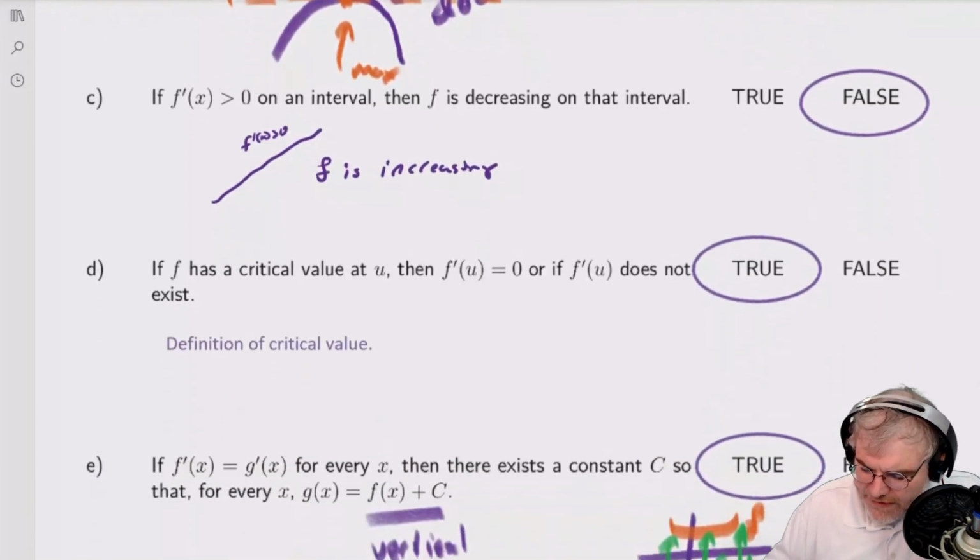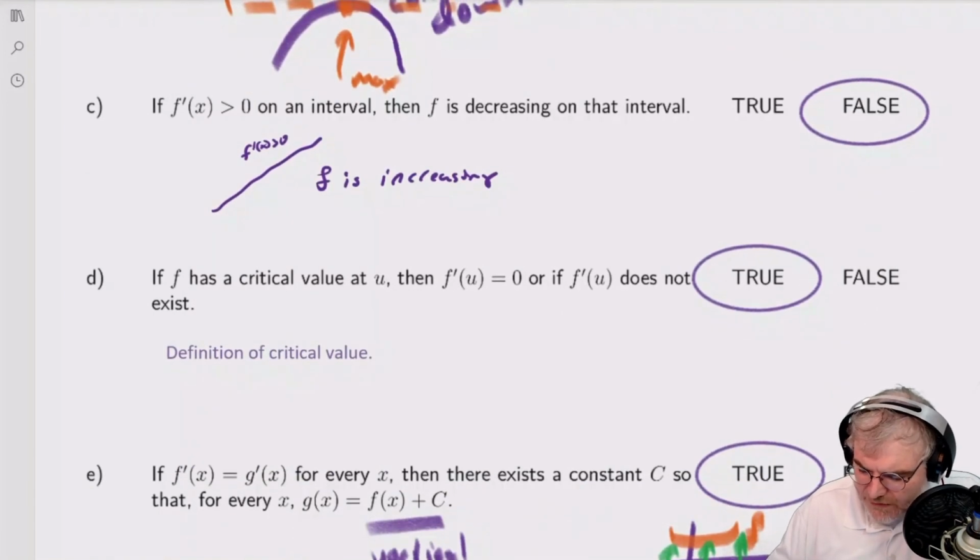Okay. If f has a critical value at u, then f prime of u equals 0, or f prime of u does not exist. That's true. Definition of critical value. Okay, how do we feel about that? 1 to 5.